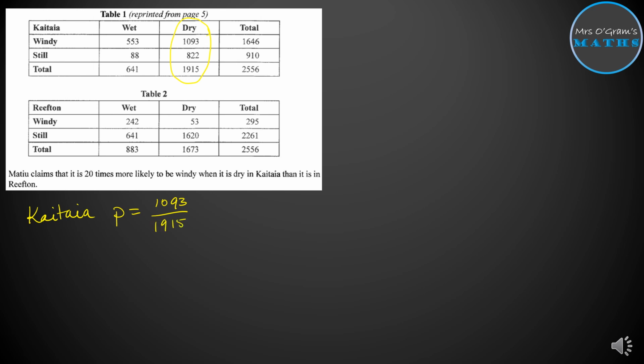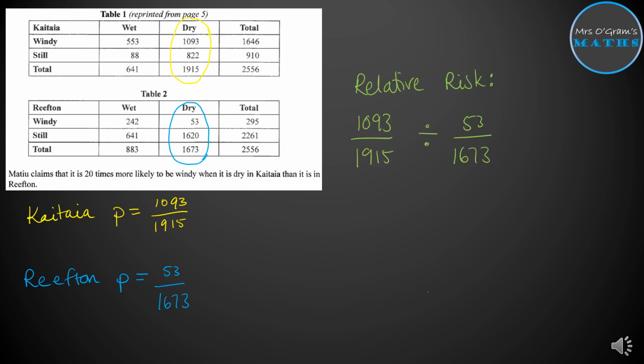And then we'll do the same for Reefton, which comes to a probability of 53 days out of 1673 dry days. Now we're going to do the Kaitaia probability divided by the Reefton probability to see how many times more likely that is. And that comes to 18.02. So it's 18 times more likely in Kaitaia than Reefton, not quite the 20 that Matthew claims, so we write a sentence for that.